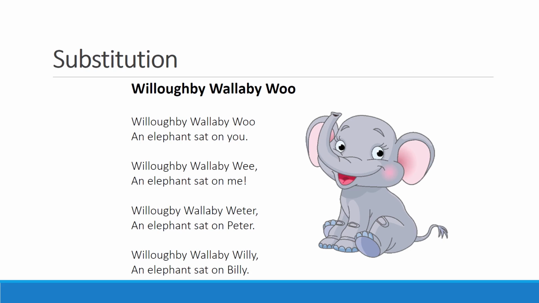Willaby wallaby weeder, an elephant sat on Peter. Willaby wallaby Willie, an elephant sat on Billy.